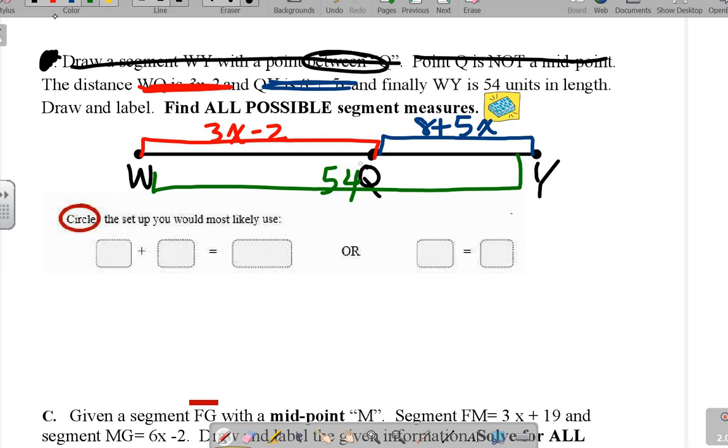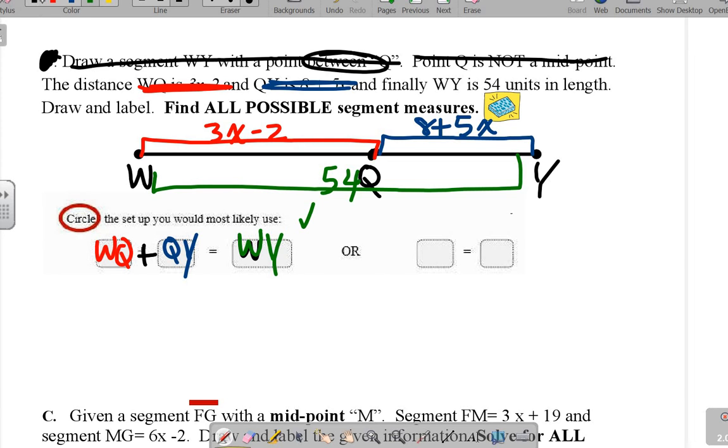So come over here, and now we're going to put in our thing equation. This is our thing equation. The distance of WQ plus QY equals WY. Little segments add up to big segments. Out loud, is this a true statement? Is this true? Yes, this is legitimately true.